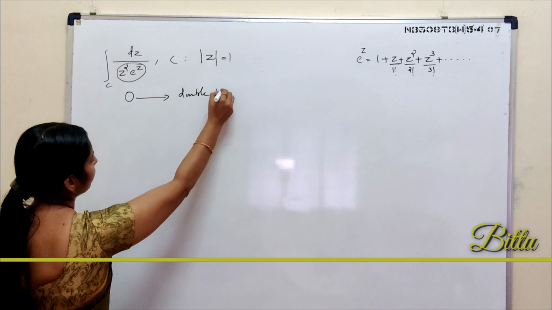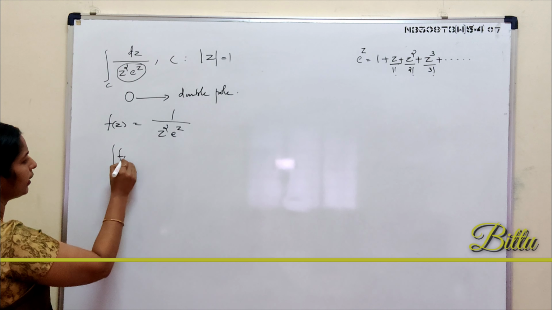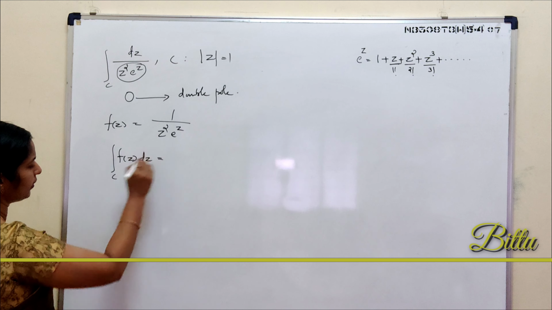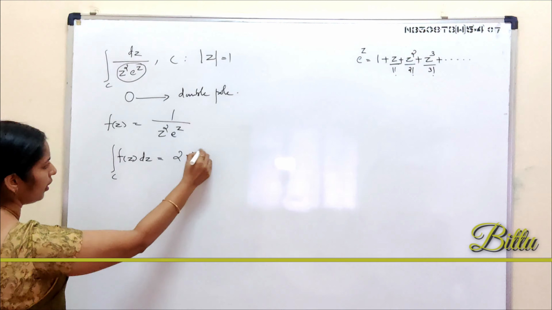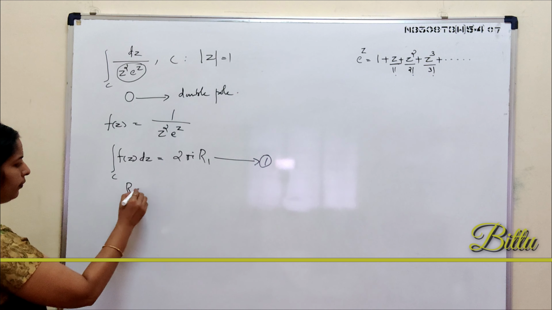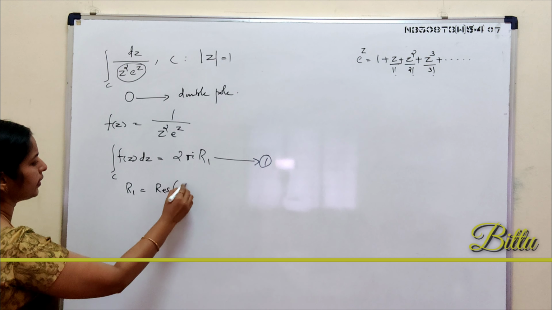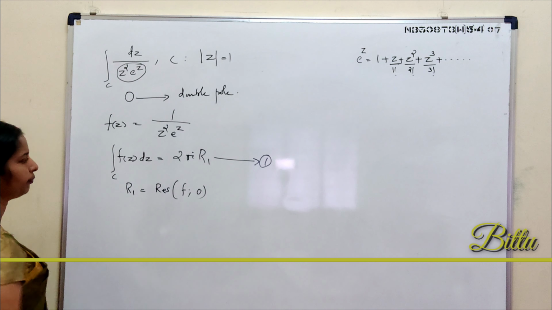Suppose f z equal to 1 by z square e raised to z. Clearly 0 is within C. So by residue theorem, integral over C f z dz is 2 pi i r1. That is equation number 1. Next we have to find r1. r1 is the residue of f at 0.